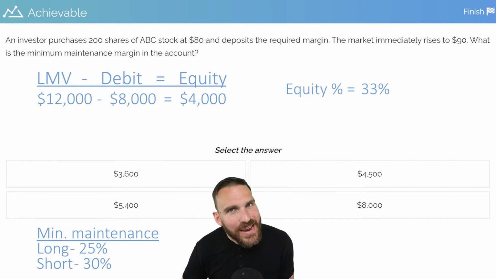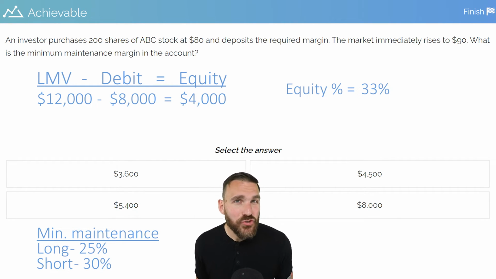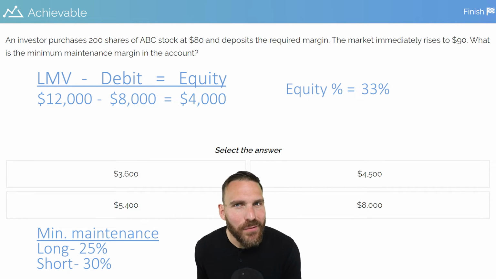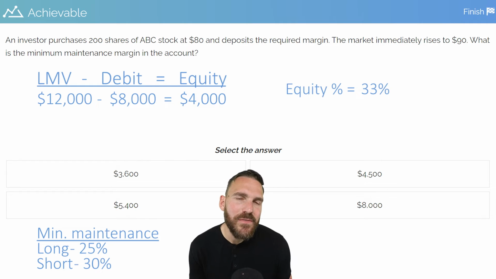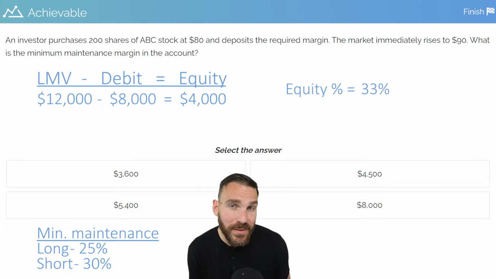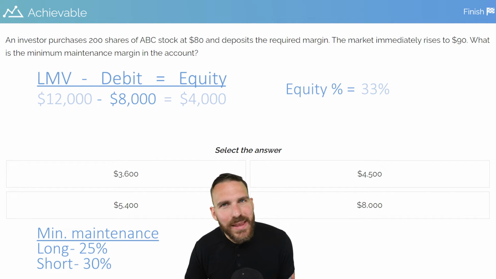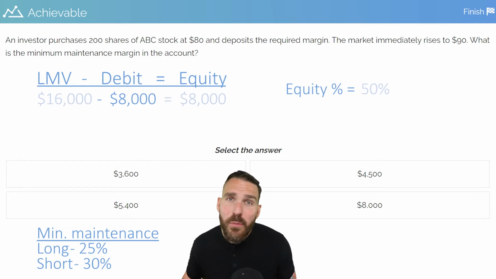Real quick, as a side note though, this account is restricted because it's below a 50% equity level. All a restricted account requires is that at least 50% of sales proceeds from a liquidation must be used to pay back some of that borrowed money, which would bring down that debit balance. Now let's go ahead and get rid of that hypothetical and go back to the question.